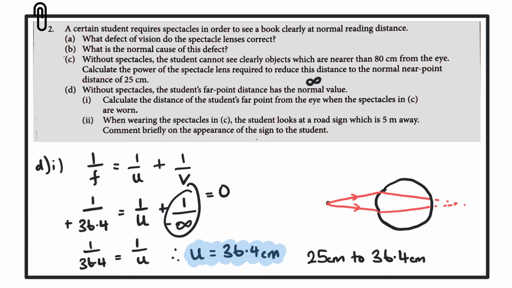Part 2 of this question says, when wearing the spectacles in C, the student looks at a road sign which is 5 metres away. Comment briefly on the appearance of the sign to the student. Well, as we've just worked out, when the student is wearing the glasses, they can see clearly objects between 25 centimetres and 36.4 centimetres. So since the sign is greater than 36.4 centimetres, it's at 5 metres away, that means that sign will not be in focus. It will not be a clear, sharp image. So when they look at the sign, it will be blurry. If they want to look at it clearly, they would need to remove the glasses.